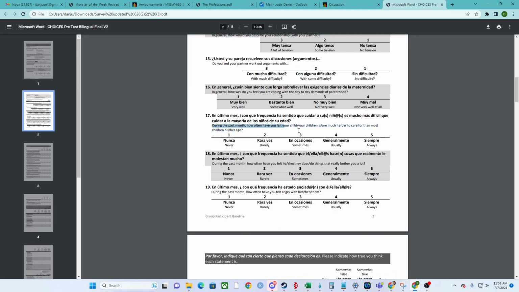During the past month, how often have you felt your child or children are much more difficult to care for? 1, 2, 3, 4, 5. Never, rarely, sometimes, usually, always. Again, the answers and the questions aren't an issue currently. During the past month, how often has he or she done things that bother you a lot? Again, just asking about partners and measurements, which is fine.